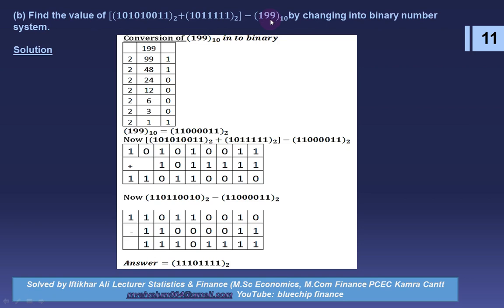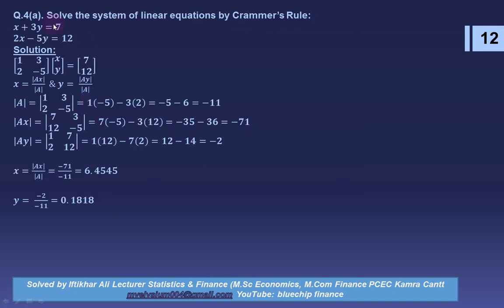So first of all, we convert this decimal into binary, and here it is given, and it is equal to 11000011. And after that, first of all, we add up these two values. Here the solution is given and the answer is given here, and after that we subtract the binary of the decimal 199 from the answer of this, and the answer will be 11001111 binary.